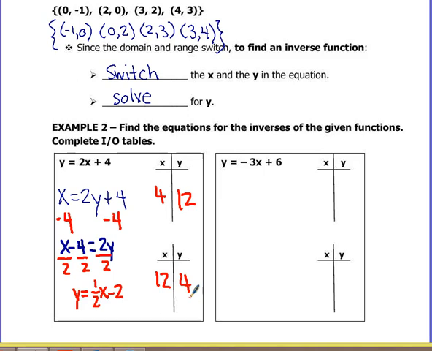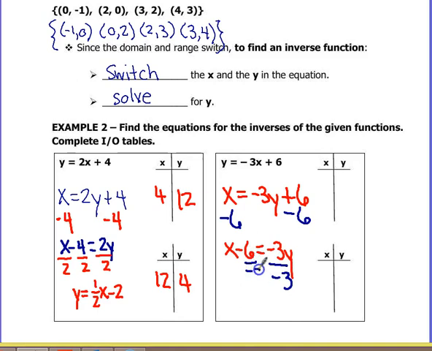Y equals -3x plus 6. We will begin by switching the x and the y, just the letters, not the numbers. X equals -3y plus 6. Then we would solve for y to get it back in our slope-intercept form. We would begin by taking away 6. And the result would be x minus 6 equals -3y. Go through and divide by -3. And the result would be y equals -1/3 x plus 2. A negative divided by a negative is a positive.